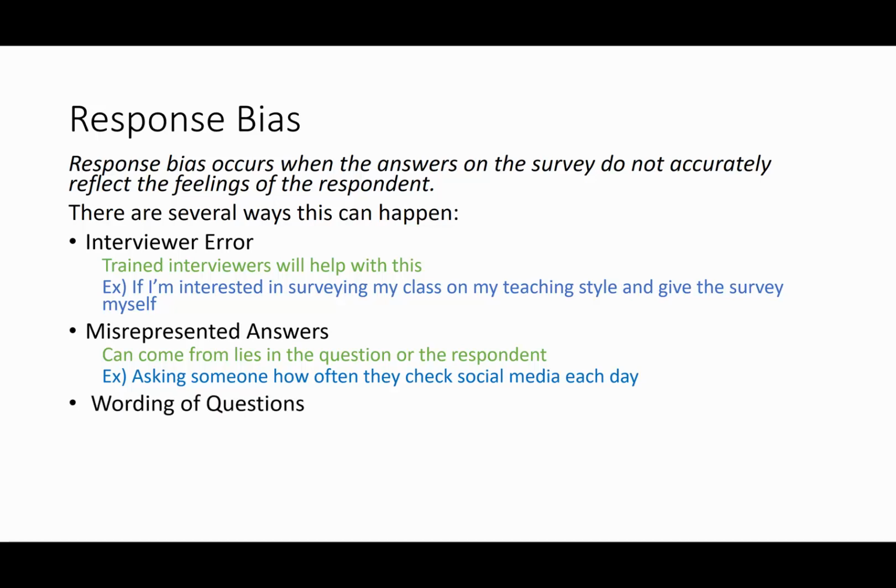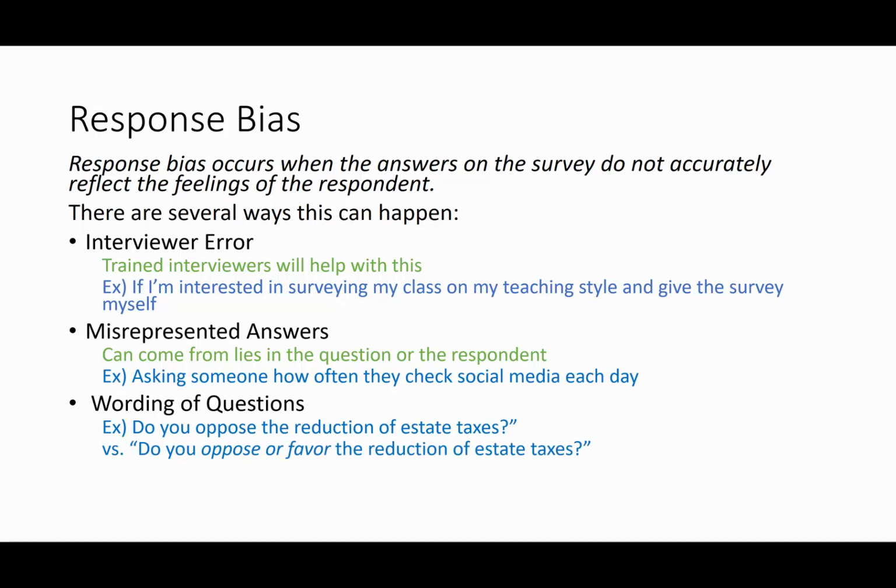The wording of the question matters greatly in response bias. For instance, this question: do you oppose the reduction of estate taxes? It's pretty straightforward. The problem is I've only used the word oppose. What that kind of does is it implies my opinion in the question itself. Maybe I oppose the reduction of estate taxes. And for that reason, people tend to often answer the way they feel the person asking the question wants them to answer. A way to remedy that is to use the words oppose or favor. Give them a choice. Do they oppose the reduction or are they in favor of the reduction?